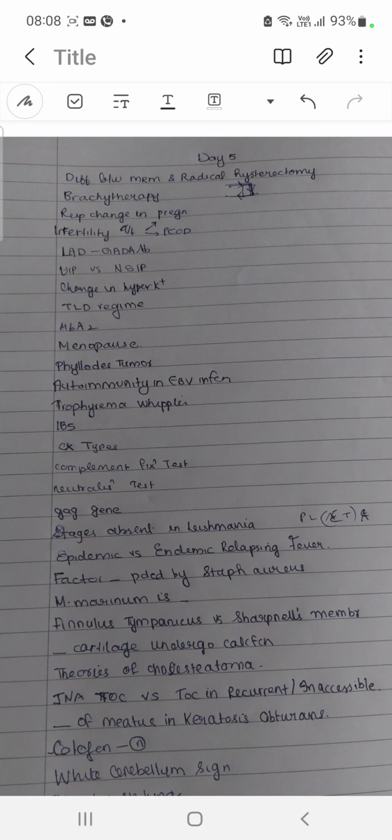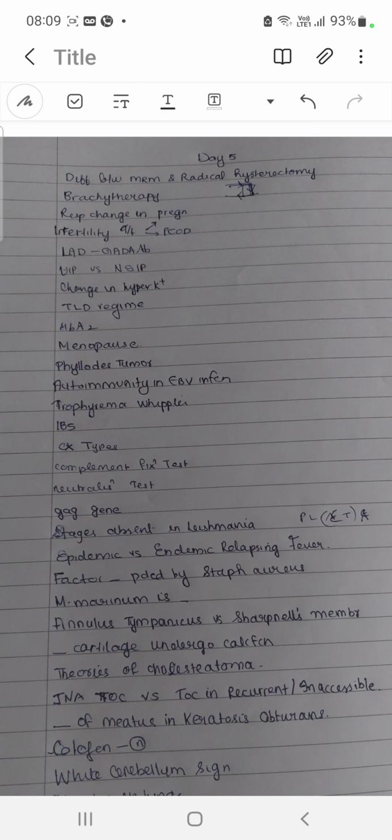Respiratory change in pregnancy: since the uterus is getting enlarged, lungs are compressed, so total lung capacity will be low. What happens to the respiratory rate and tidal volume? Will increase. It is a shallow breathing, so they will breathe fast. LADA, anti-GAD antibody, is in latent autoimmune diabetes.